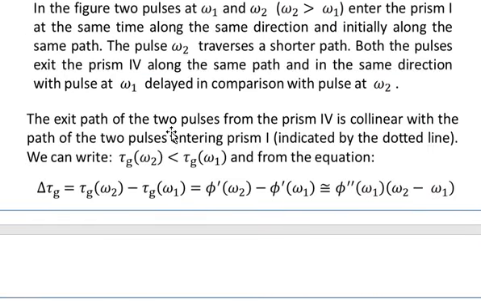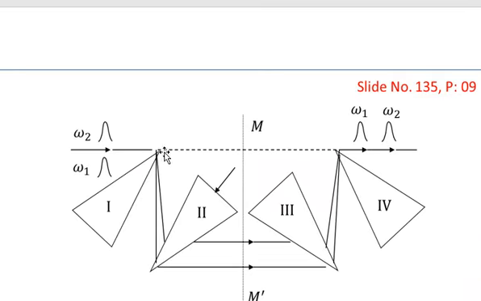The exit path of the two pulses from the prism 4 is collinear, that is, they have the same direction as the path of the two pulses while entering the prism 1, and this is indicated by the dotted line. So you can see that the dotted line indicates that the direction of propagation of the pulses has not been changed.